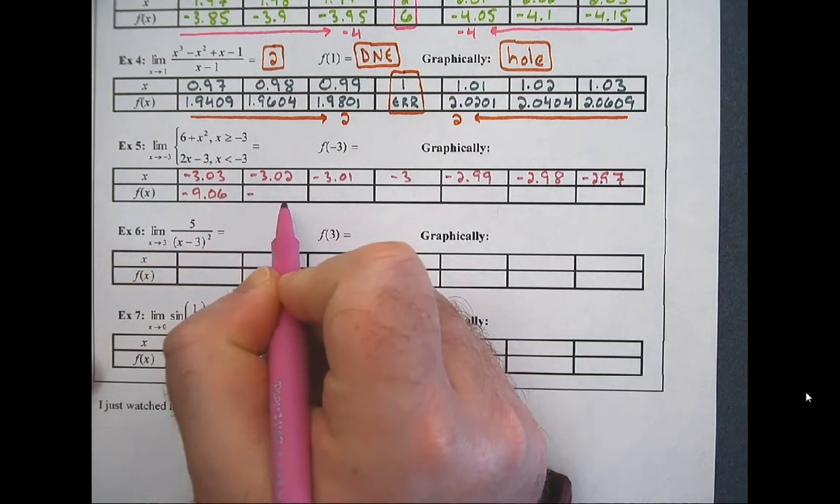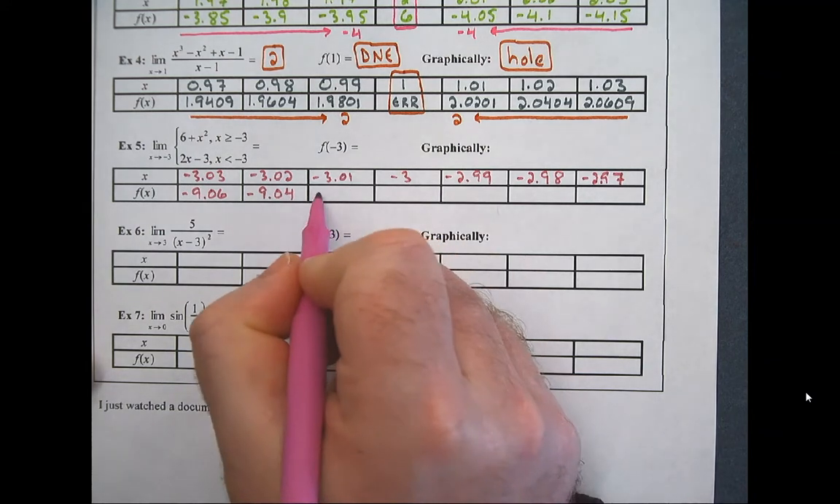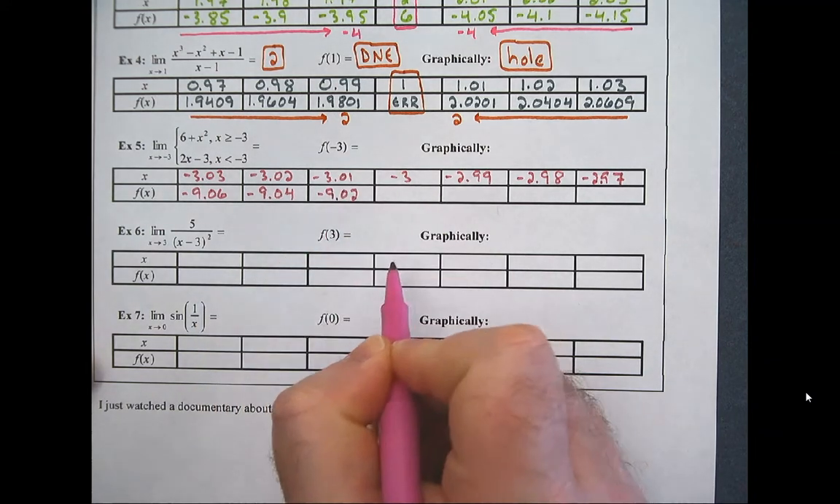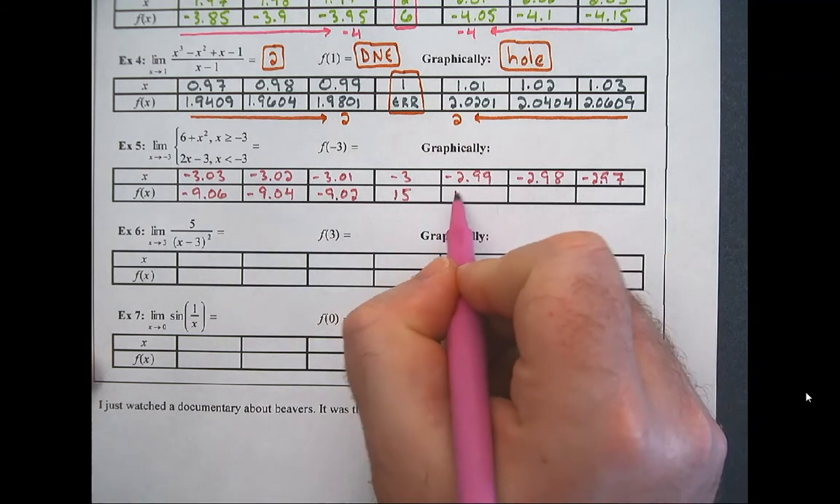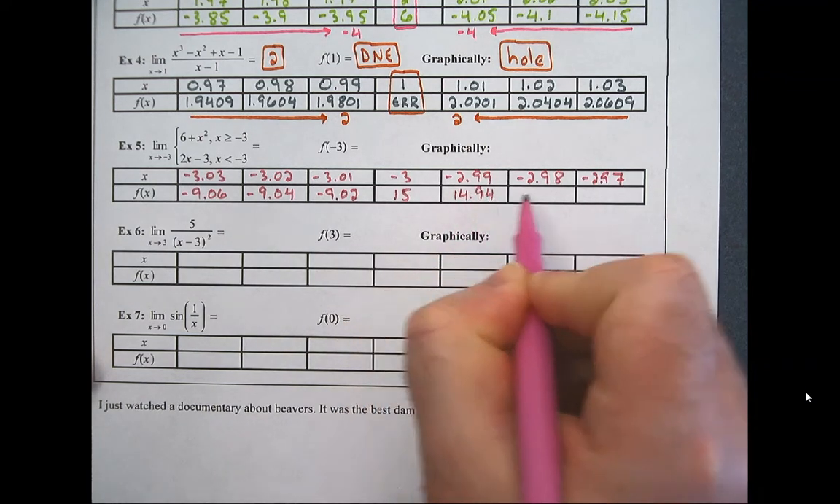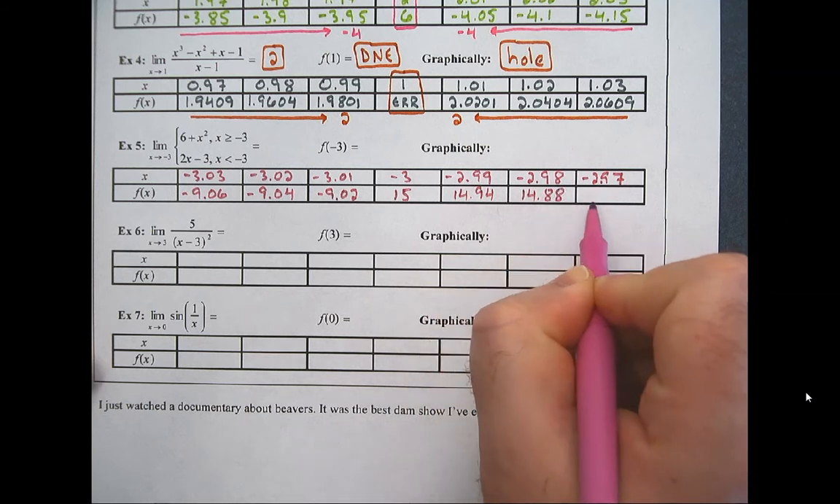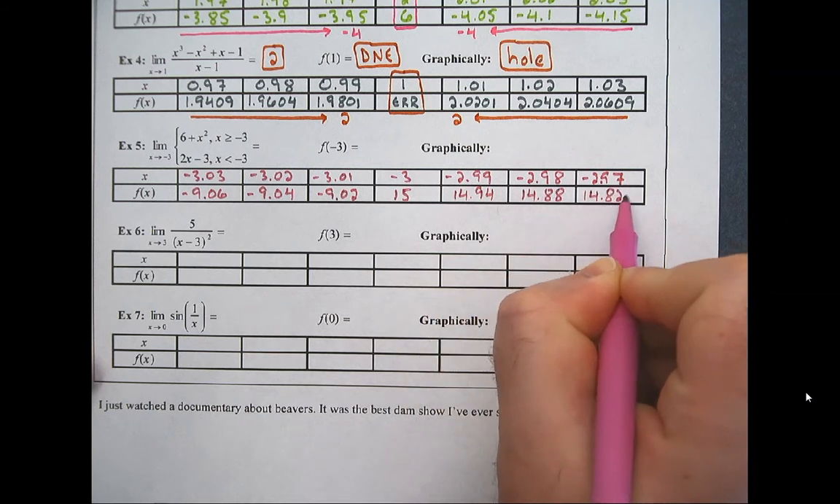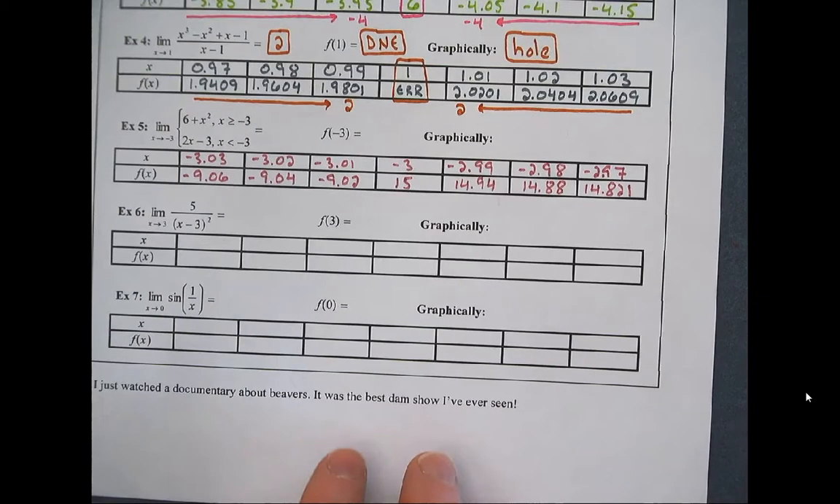-9.06, -9.04, -9.02, 15, because I'm jumping to the other table, 14.94, 14.88, 14.821. All right, let's approach it. Let's see where you're headed.